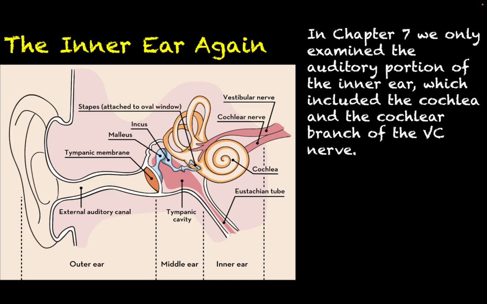So in chapter 7, we really only examined the auditory portion of the inner ear. That included the snail shell looking cochlea, and then the cochlear branch of the vestibular-cochlear nerve. You can see your cochlear branch here coming directly off of those sensory hair cells that are in the scala media of the cochlea.